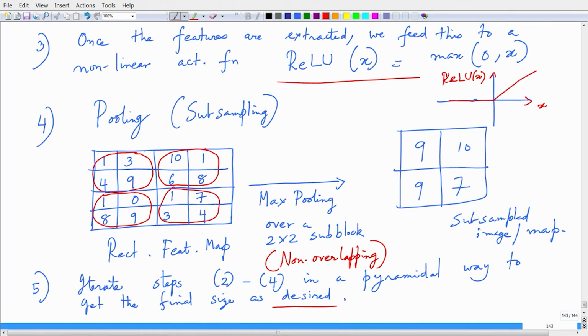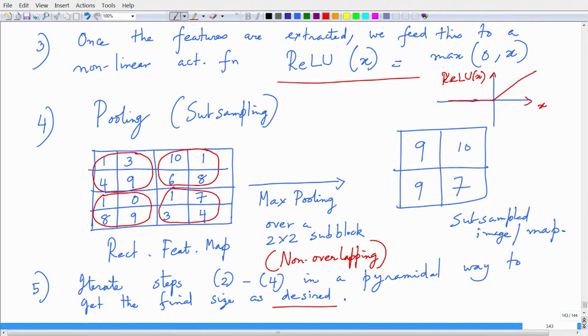Now, how does pooling or subsampling work? So, let us imagine we have a rectified feature map. I mean, post rectification we have a feature map that has the following integers. I have 1, 3, 10, 1 in the first row, 4, 9, 6, 8 in the second row, so on and so forth.